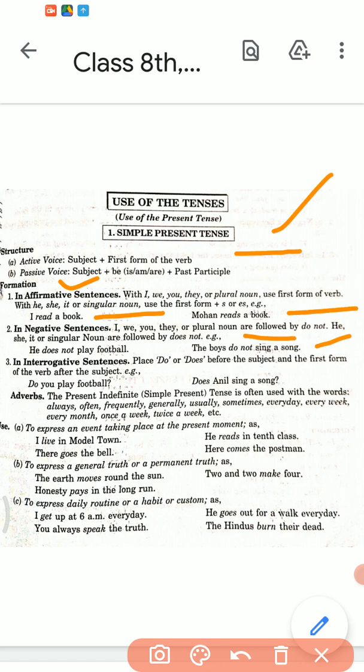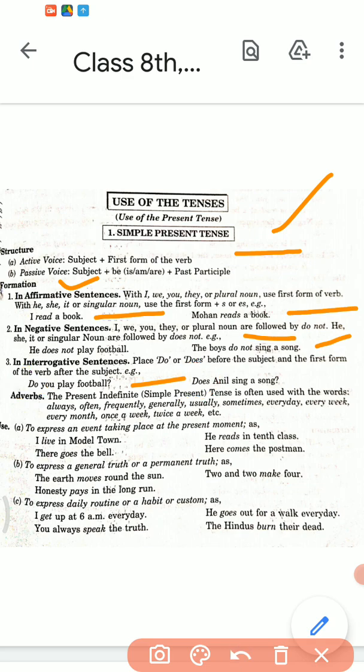And in interrogative sentences, place do or does before the subject and first form of the verb after the subject. Here the examples are given. Do you play football? Does Anil sing a song? So you can see students, do and does are placed just before the subject. Here you is the subject and do is placed before you. And in this sentence, Anil is the subject and does is placed just before Anil.